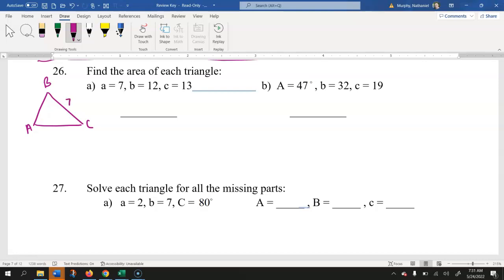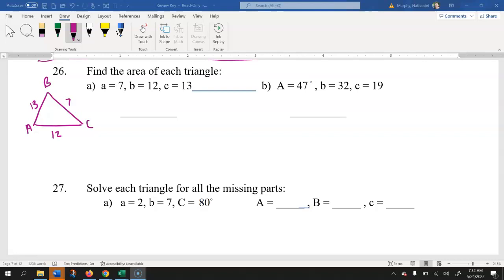So A being 7 would be this side, B being 12 would be this side, and C being 13 would be this side. So obviously here, the side C in my diagram is the smallest side, even though in numbers it's the biggest side. So it doesn't really matter if this is real accurate, we're just using it as a reference.